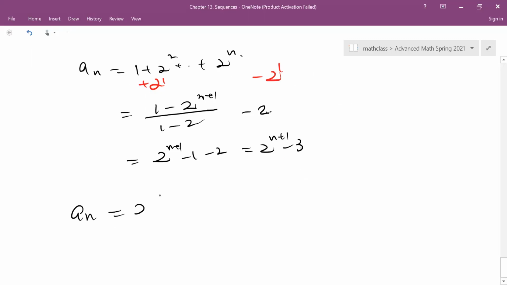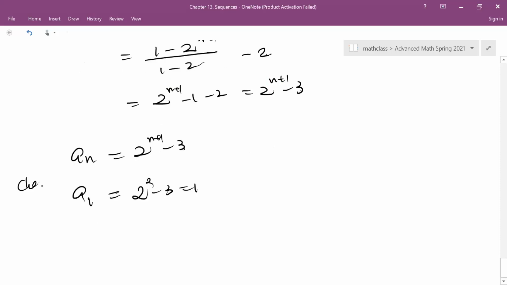Not too bad. And then double check. Check: A1 equals 2 squared minus 3, which is 1. Okay, check. A2 is 2 cubed minus 3, which is 8 minus 3, which is 5.